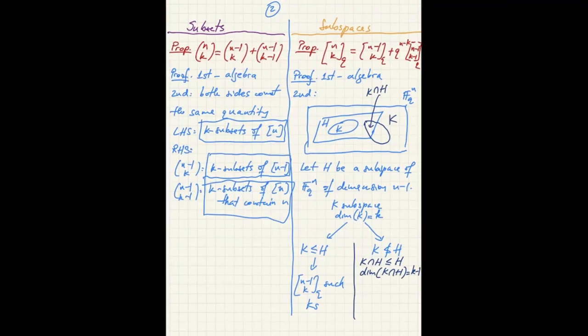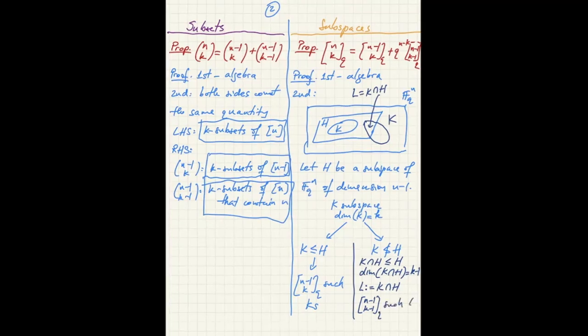Okay. So now we are trying to count such subspaces K. To do that, we are going to count them according to the intersection of them with the hyperplane, this n minus 1 dimensional subspace H. So let's call this K intersect H, let's call it L. And because L has dimension k minus 1, and L is contained in H, we know that there are n minus 1 choose k minus 1 such L's.